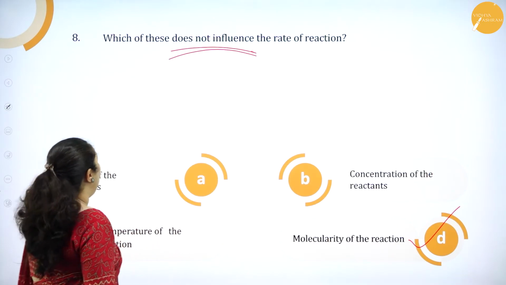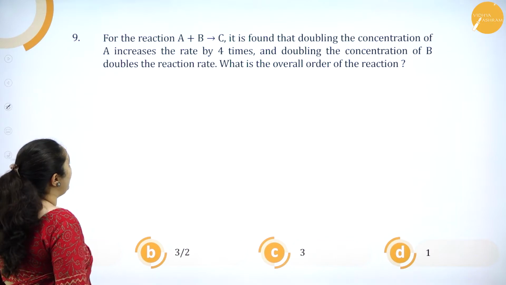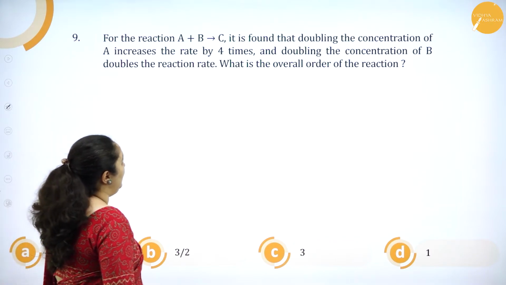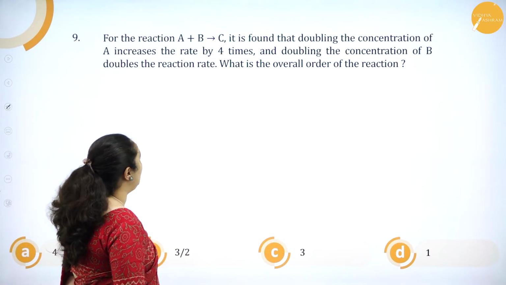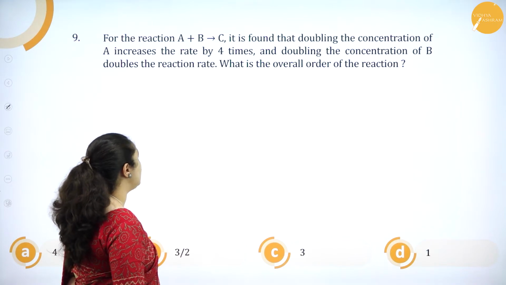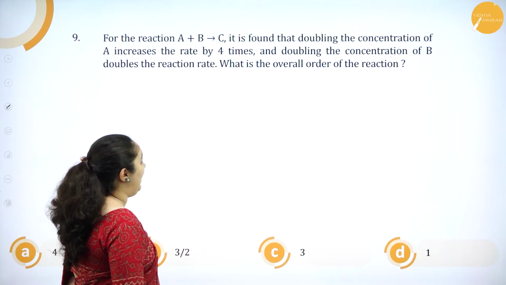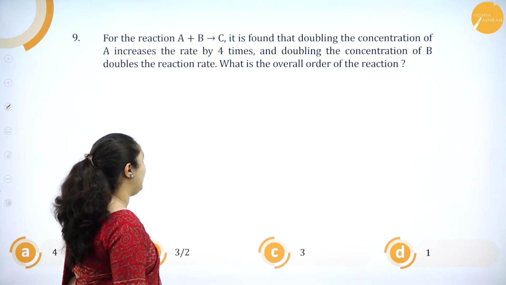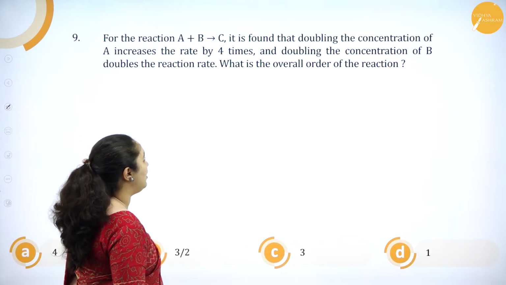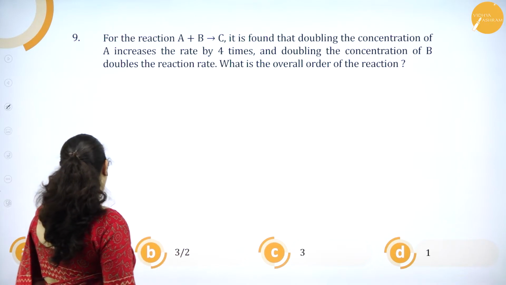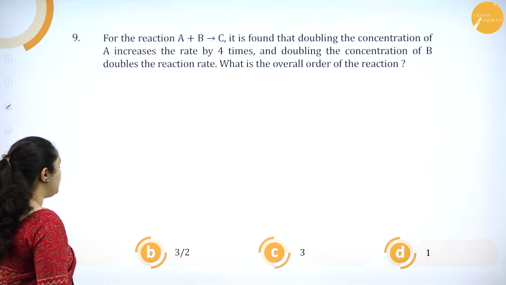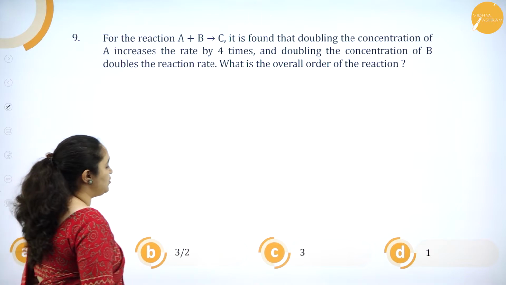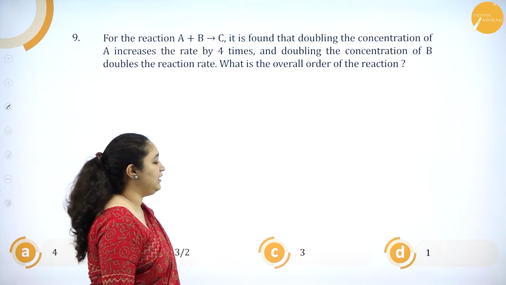Okay. Next one. For the reaction A plus B giving C, it is found that doubling the concentration of A increases the rate by 4 times and doubling the concentration of B doubles the reaction rate. What is the overall order of the reaction? Option A 4, option B 3 by 2, option C 3, option D 1.